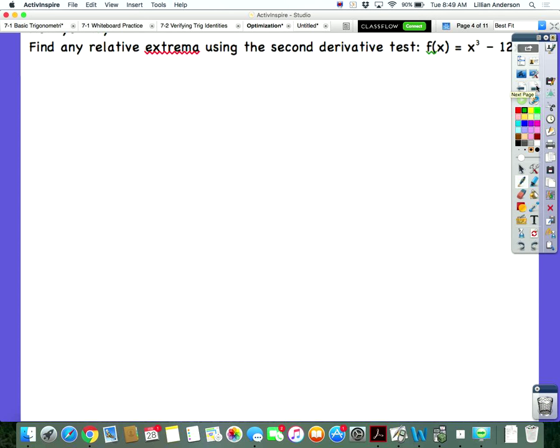Then you guys give it a try. Okay? I want you to find any relative extrema using the second derivative test. You have the function x to the 3rd minus 12x. I want you to determine any relative extrema using the second derivative test.